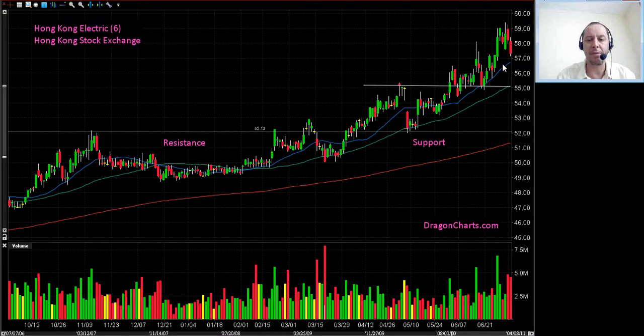But we always want to have a protective stop in case the pullback doesn't hold. And in this case, we'd want to have a protective stop below the 50-day moving average if it fell back below this prior level of support. And this is how new trends get established as well.